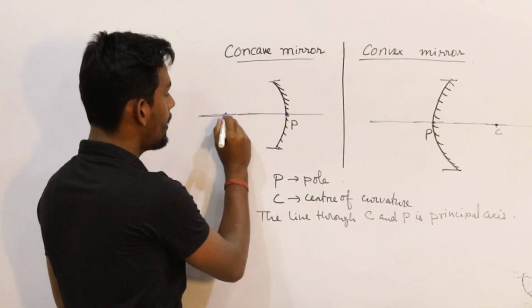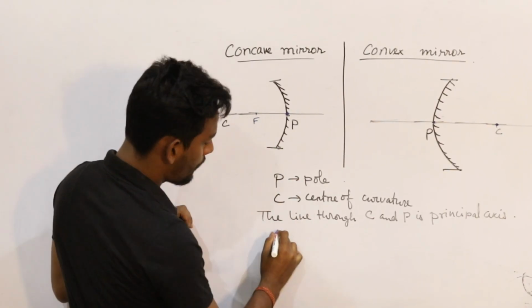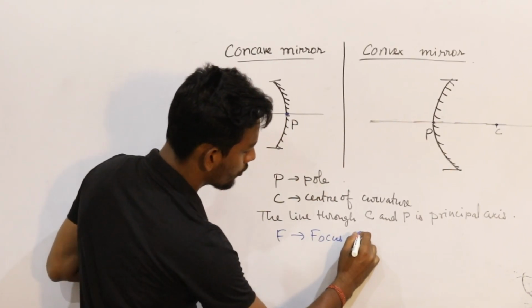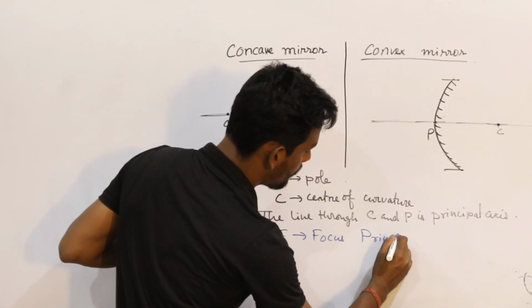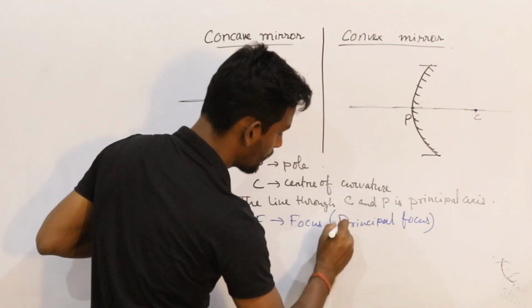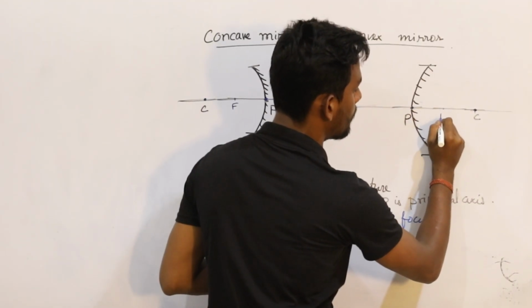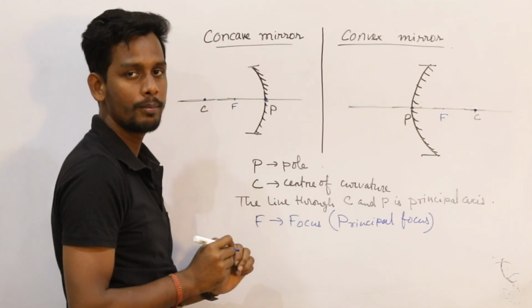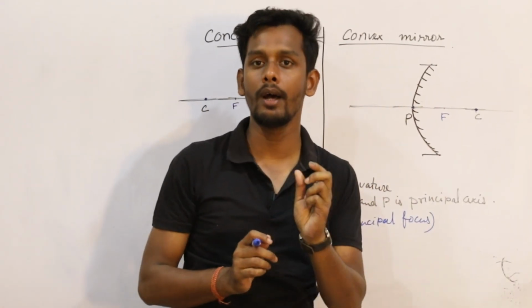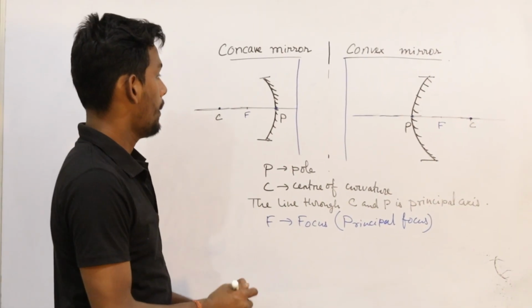Now, the midpoint of C and P is known as F. F is the focus. It is also known as the principal focus. Here also the midpoint of C and P is F, focus, principal focus. Now, in case of concave or convex, you have to define the focus differently. Okay, so see, principal focus.